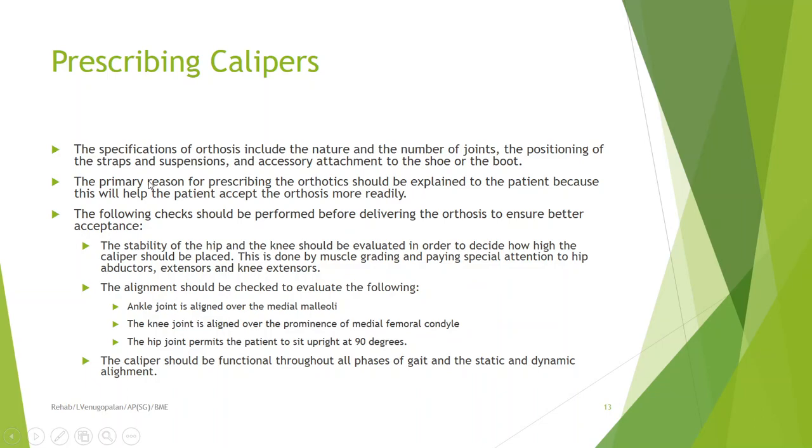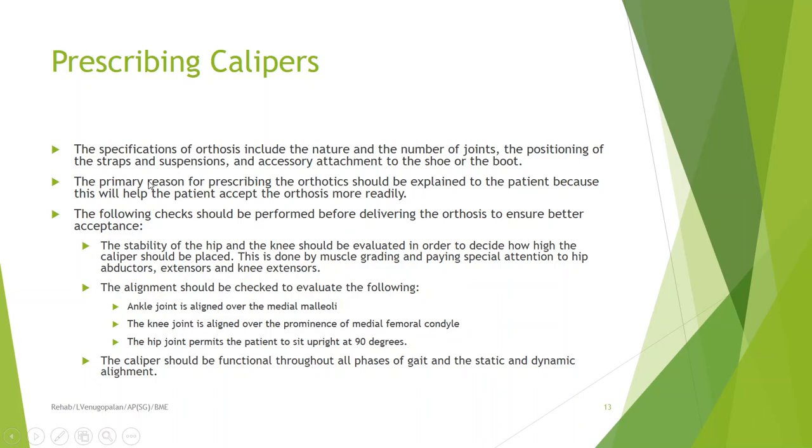So the first one is that the specification of the orthosis should include the nature and number of joints. So when I say nature, it means whether the joint is a hinge joint or a ball and socket joint or condylar joint and so on. And then the positioning of the straps in the suspension and accessory attachment to the shoe or the boot, right? So a shoe is something that covers just your foot. A boot will be covering till your shin or something. It's like the Wellington boots that people wear during rainy season or for gardening, so basically to walk in puddles.